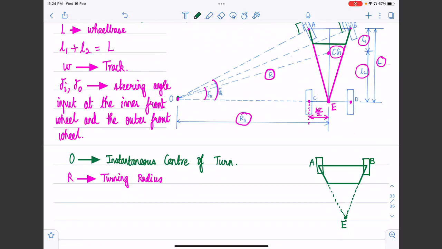Any other questions before we go ahead and derive the equations? Sir, is it a requirement that point E should always lie on the center of the CD line? No, that's how it's postulated. It's not necessary. In fact, we will see that whatever Ackermann steering condition we are going to derive will not be satisfied at all steering positions. This is only an ideal requirement. This is once again a postulation.